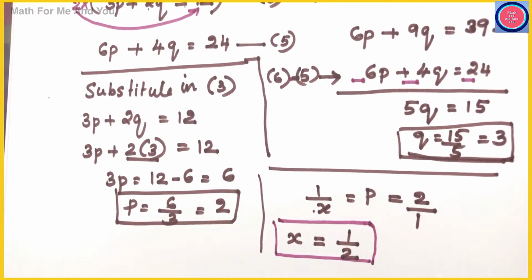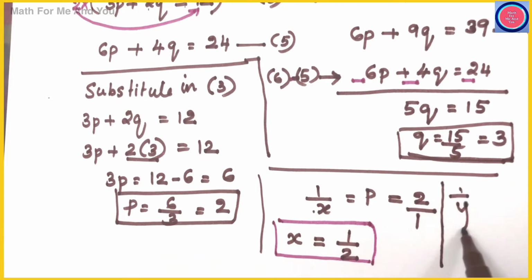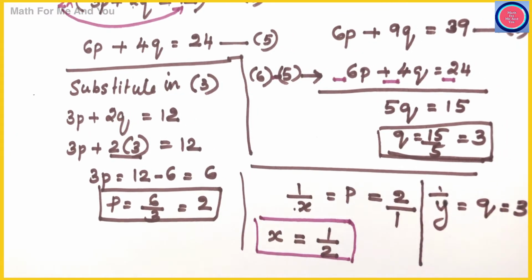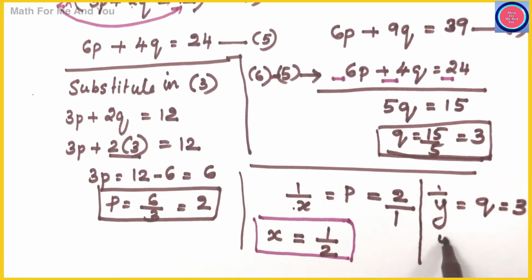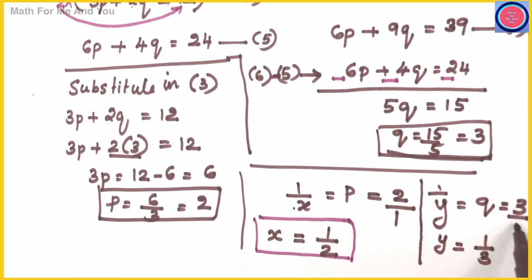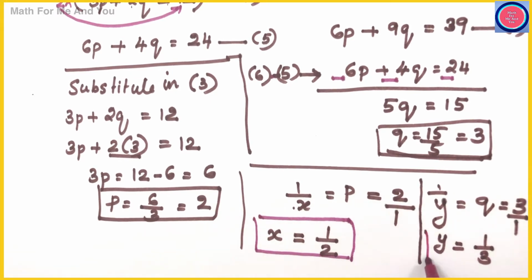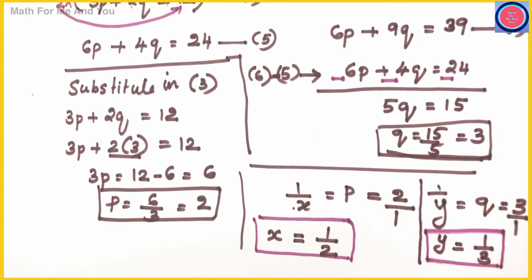And now we can find what is y. We have taken q as 1 over y. And now we get the value of q, that is equal to 3. 1 over y equals 3. 3 we can write with the denominator 1. Then we get a fraction on both sides. 1 over y, we write the reciprocal: y over 1, no need to write over 1. And the right side, when we take the reciprocal, we get 1 over 3. y equals 1 over 3. Here we got the values of x and y, not directly. We have replaced 1 over x and 1 over y with different variables and got the values of x and y.